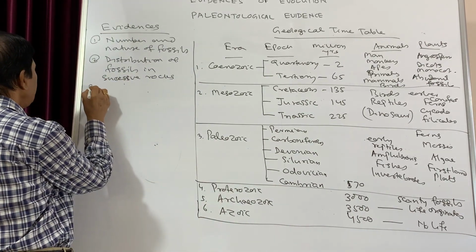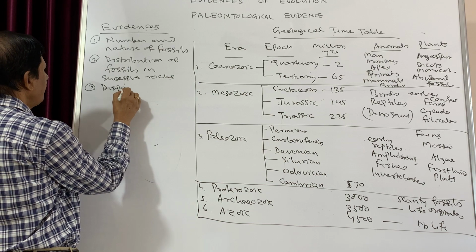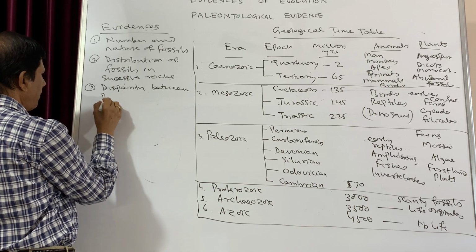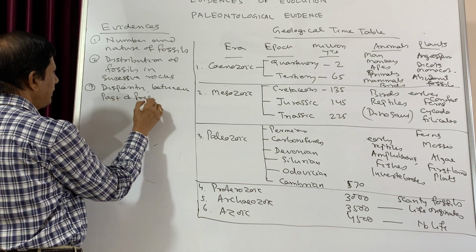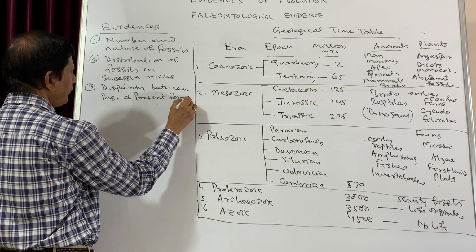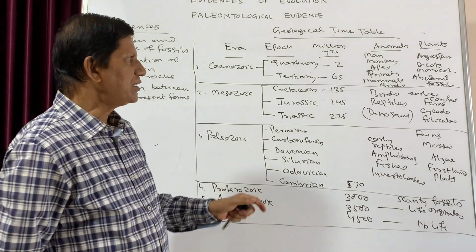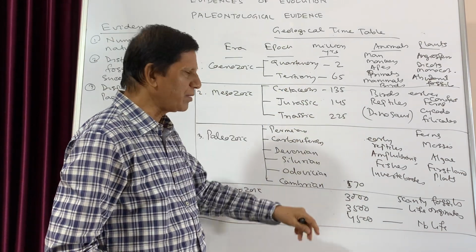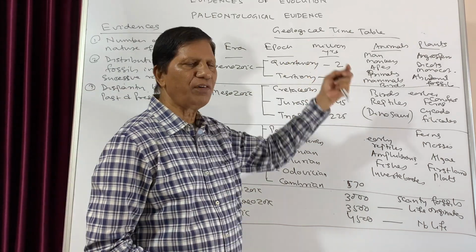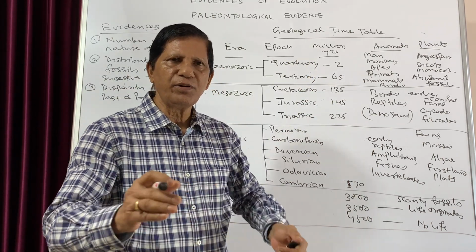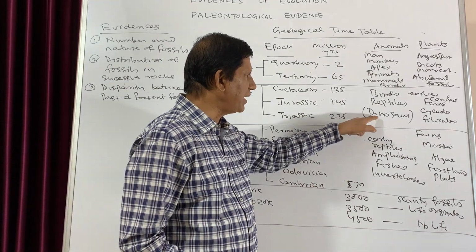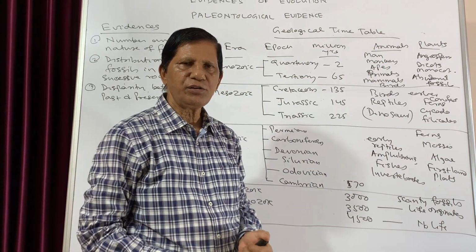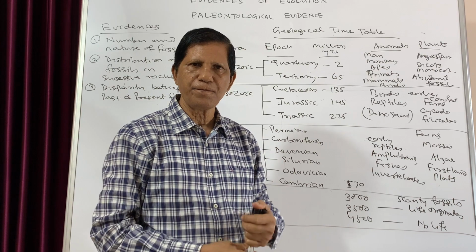The third point is disparity between past and present forms. Now if we analyze the plants and animals present in the earlier forms as fossils and the present day forms, we will find a lot of differences. Suppose you take the case of the dinosaur. The dinosaur was a reptile, but very big in size. But you see the present day reptiles, how small they are.